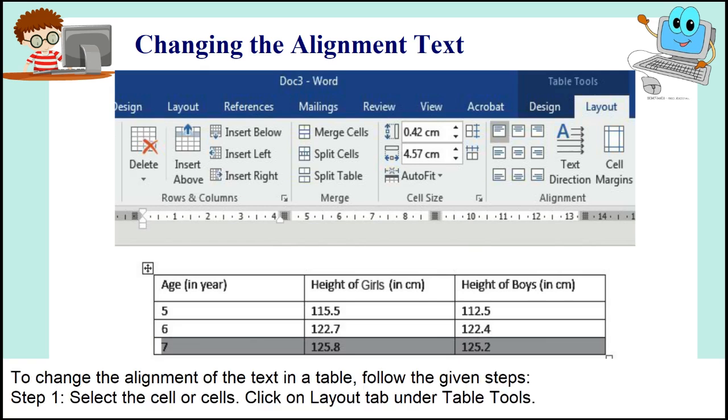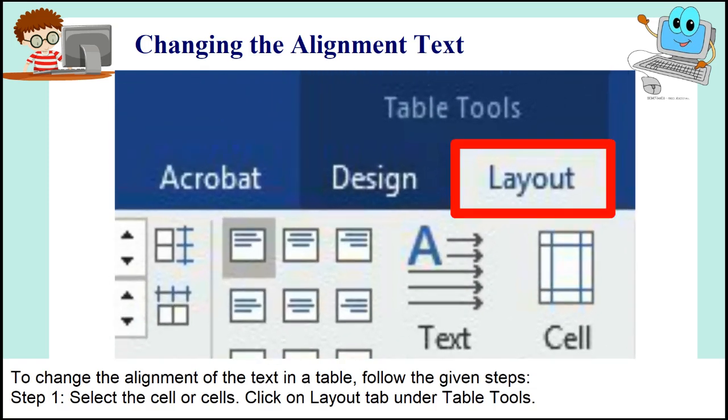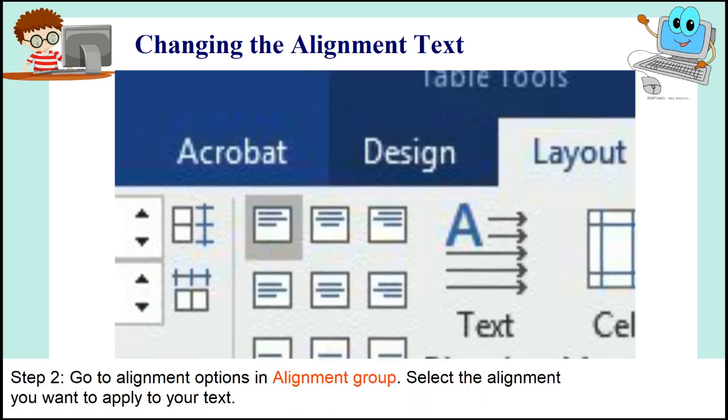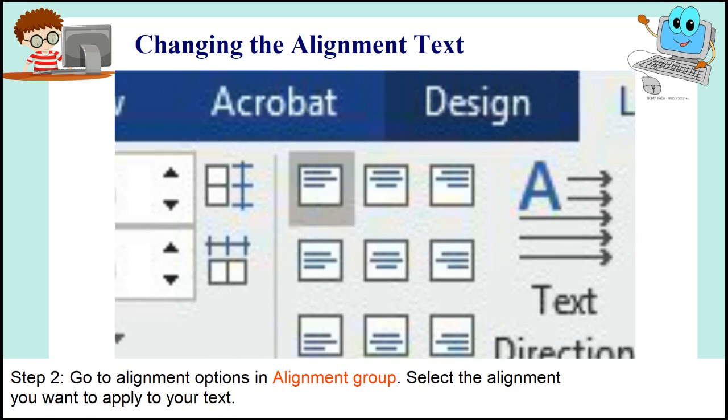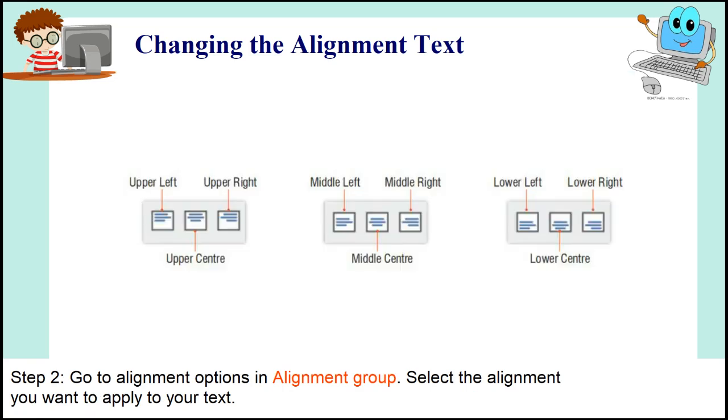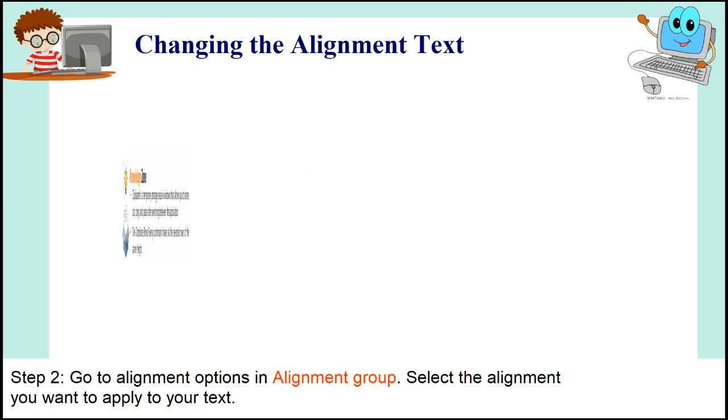Changing the alignment of text. To change the alignment of the text in a table, follow the given steps. Step 1. Select the cell or cells. Click on Layout tab under Table Tools. Step 2. Go to Alignment options in Alignment group. Select the alignment you want to apply to your text.